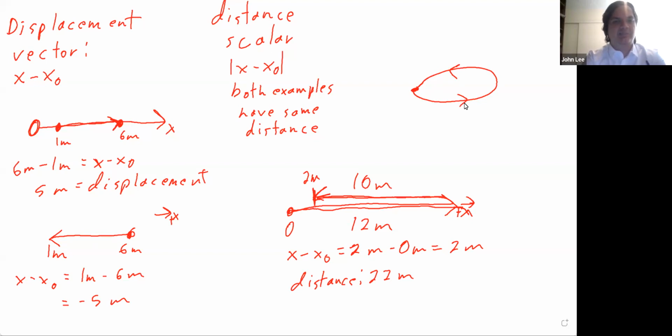So the displacement is a vector and it tells you information about where you end up with respect to your initial position, and it can be the sum of a bunch of displacements. So first you go out, then you go back in, then you go out, then you go back in, then you go out, then you go back in. Those are all displacement vectors, and you sum those vectors. But the distance traveled is the absolute value of that displacement.